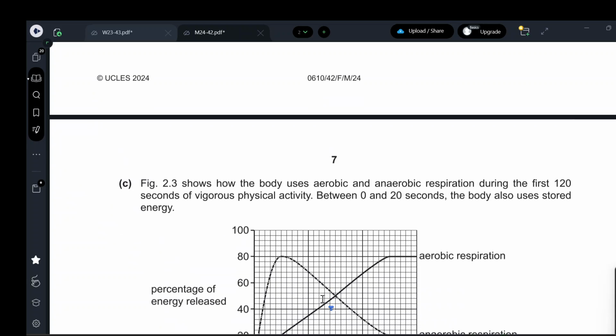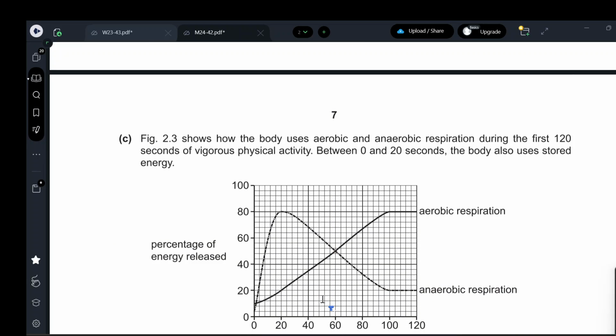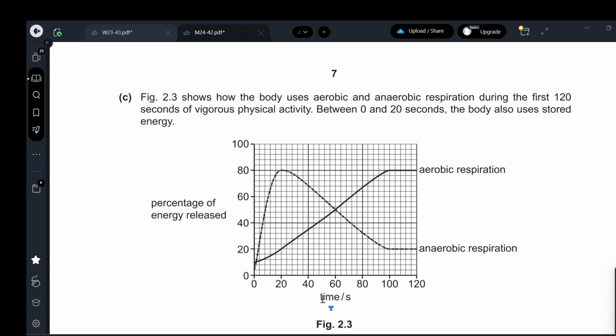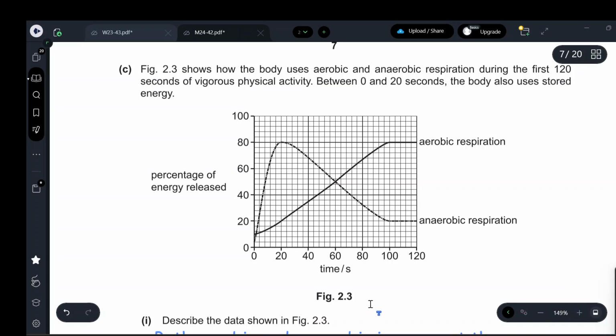Okay? Figure 2.3 shows how the body uses aerobic and anaerobic respiration during the first 120 seconds of vigorous physical activity. Between 0 and 20 seconds, the body also uses stored energy. Okay, what happens? Describe the data. Both increase. However, anaerobic increases up to 20 seconds and then decreases, while the aerobic continues to increase and remains high.